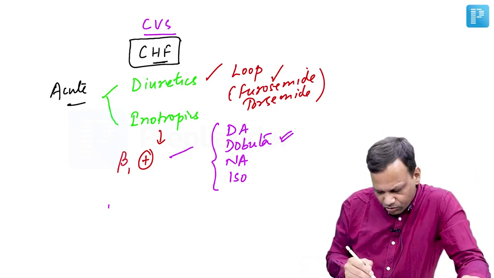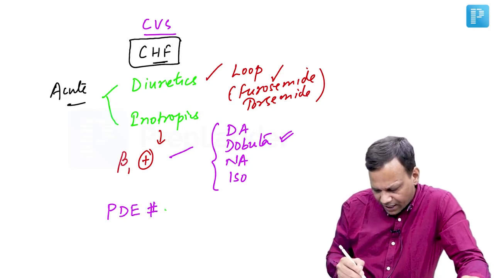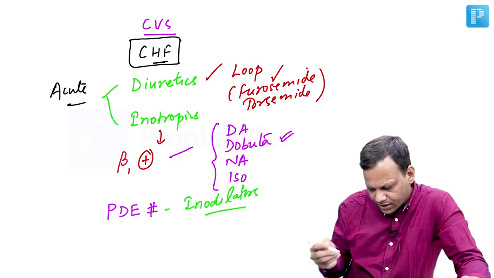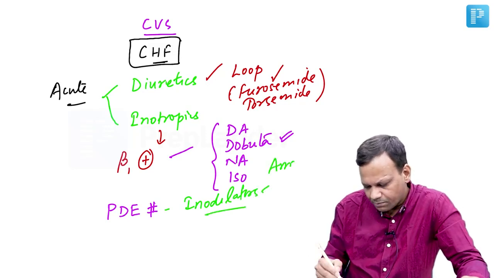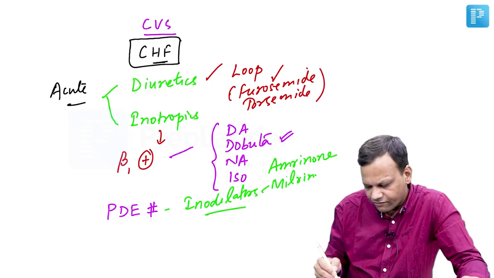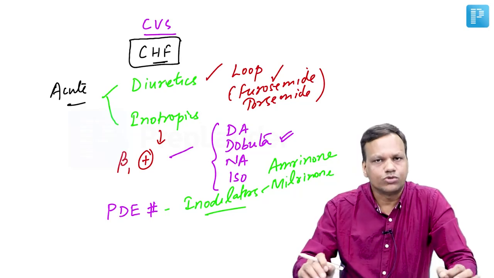Then apart from beta 1 agonists, there may be phosphodiesterase inhibitors, which are also known as inodilators. The drugs include amrinone and milrinone. These are phosphodiesterase inhibitors or inodilators that can be used in acute CHF.